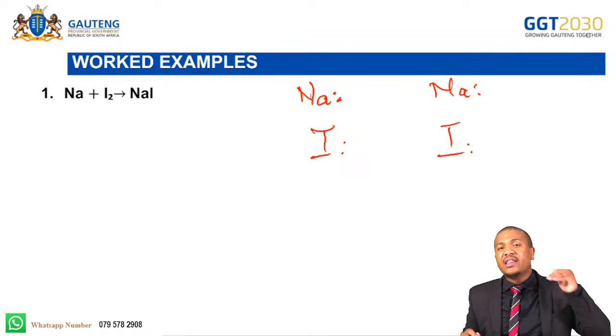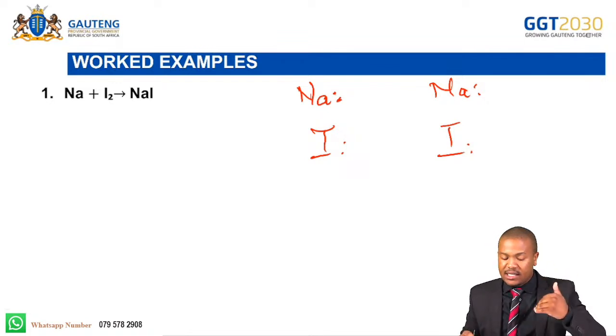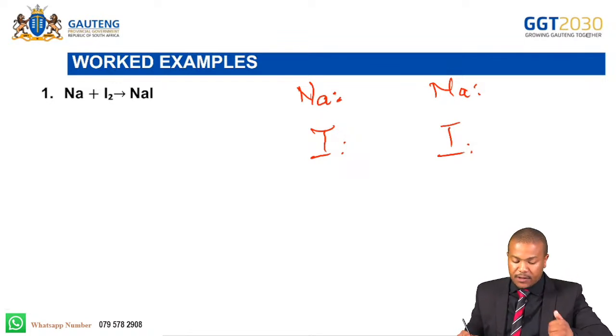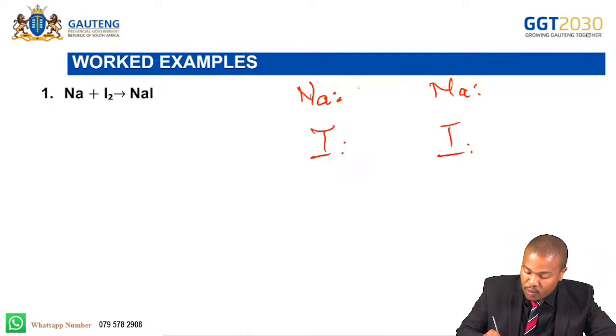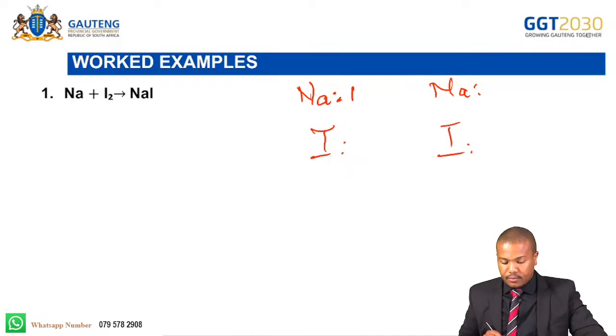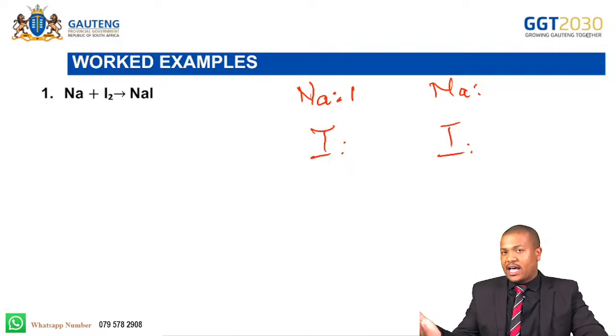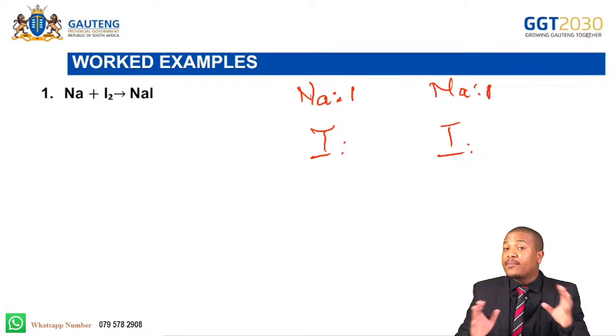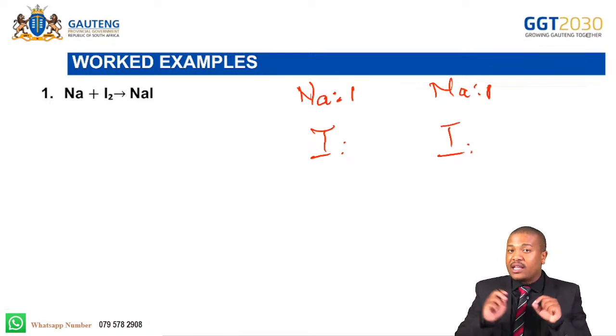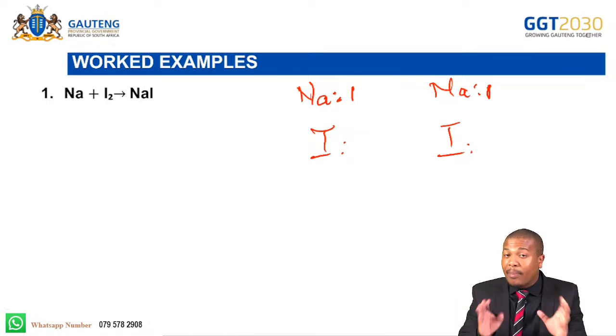Now, looking at the number of atoms per element, let's start with sodium. How many sodiums do we have on the reactant side? We only have 1. Looking at the product side, how many sodiums do we have? We have 1 again. So the sodiums balance. They are the same type and the same number of atoms on either side.